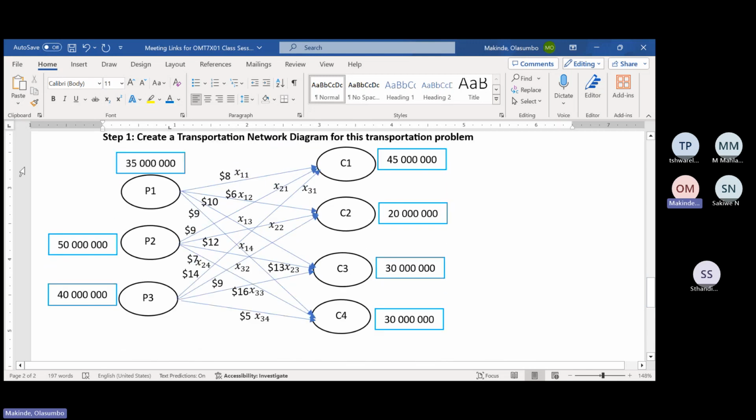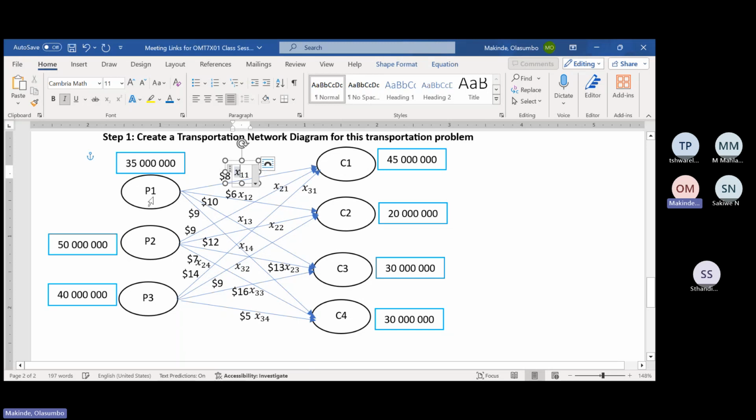So let's start with the supplier capacity constraint. How do we write that? Meaning that this plant 1, let's start with the plant 1 supply capacity constraint. Anything this supplier plant 1 will supply to either city 1 or city 2 or city 3 or city 4 should not exceed its capacity, which is 35 million.